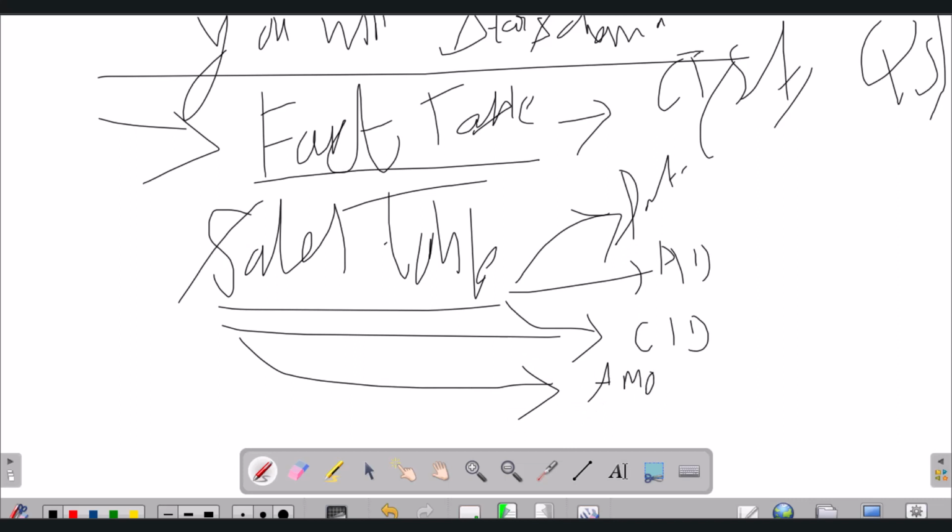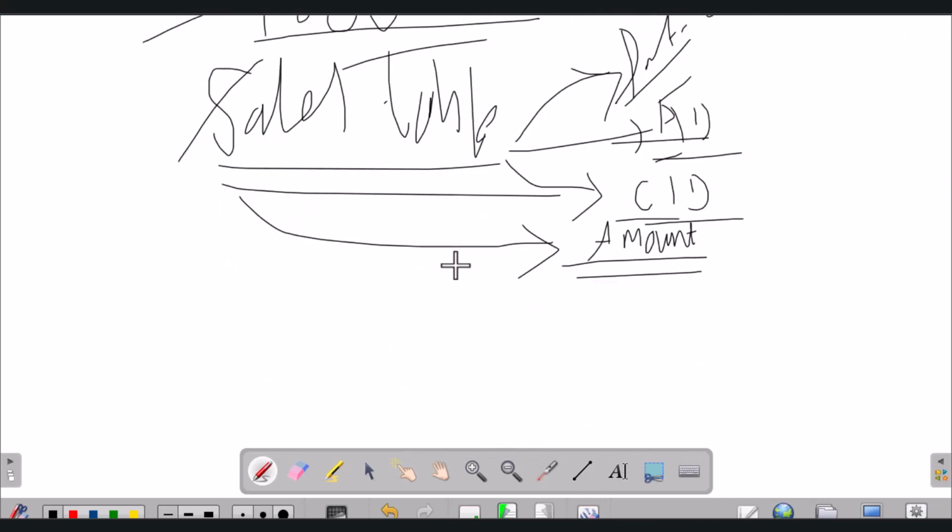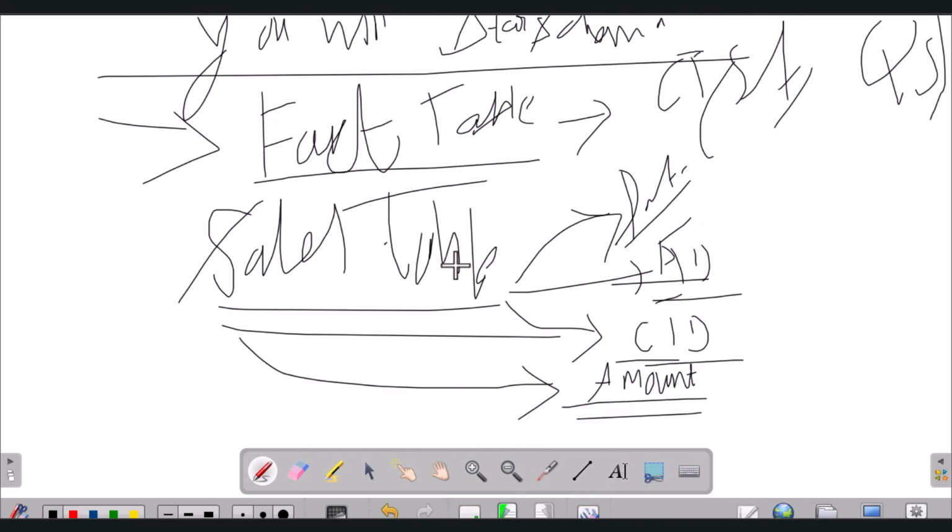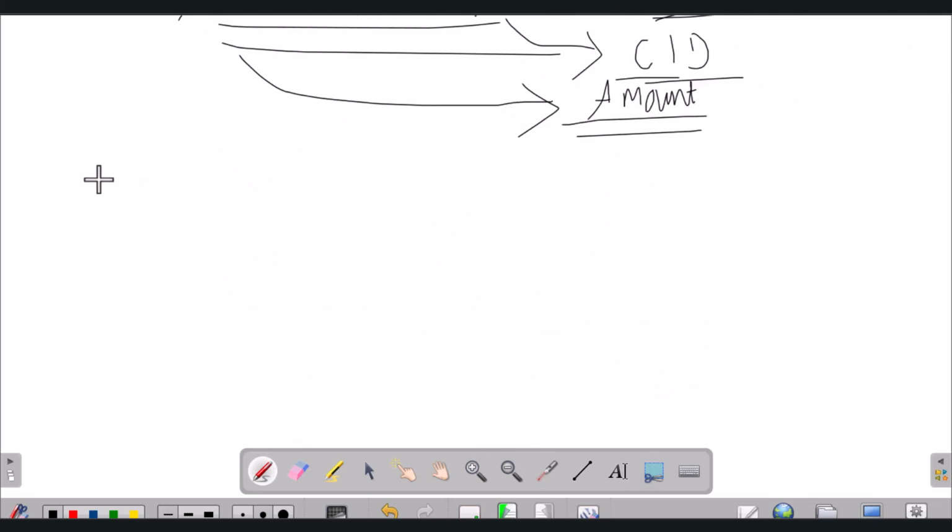I hope you understood this. You can consider the columns as date, product ID, customer ID, and amount. So this is what the central fact table for sales will consist of. Second, you have the dimension table, which can be anything.